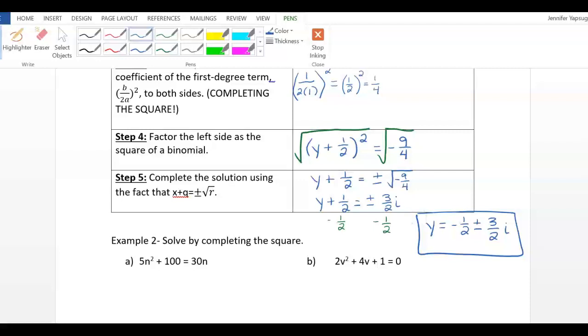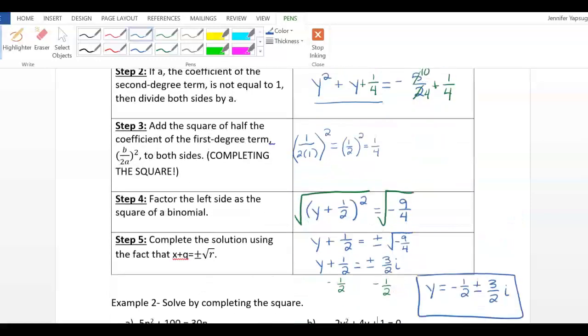Okay, so why don't you take a moment to pause the video and see if you can try A on your own. And then if you're feeling up for it, go ahead and try B on your own as well. I'm going to run through the problems now so that you can see the solution, but if you want to give yourself a chance to try it on your own, that would be ideal.